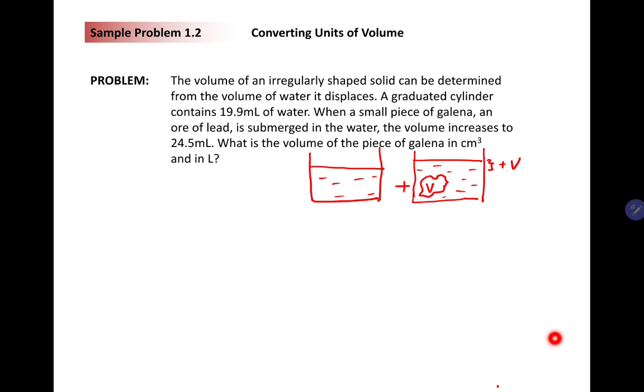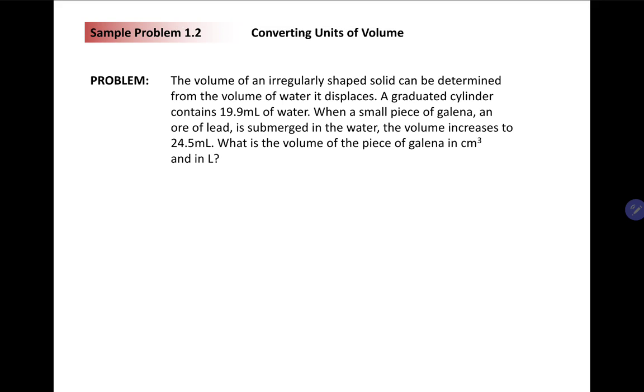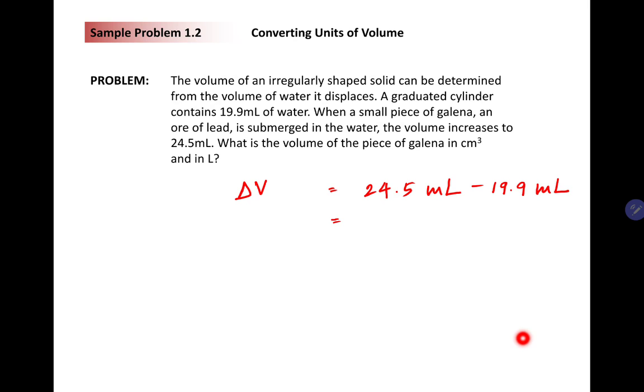So displacement of liquid or the increase in liquid is actually equal to the volume of the irregularly shaped object. So that is the concept that is used in this calculation. So what is the change in volume? What we have here is 24.5 is the final volume, and it is in milliliters, and then initial volume is what? 19.9 milliliters. So you do the math, and then what will be the volume?